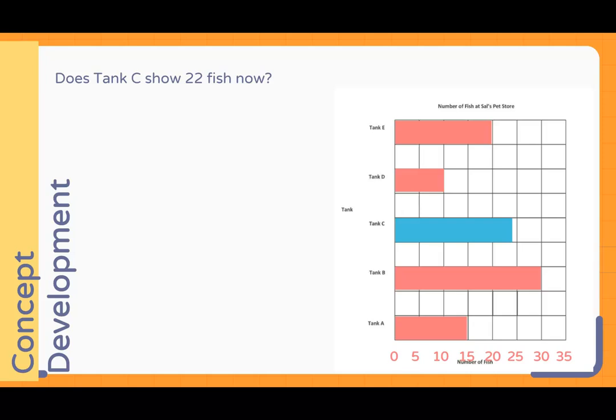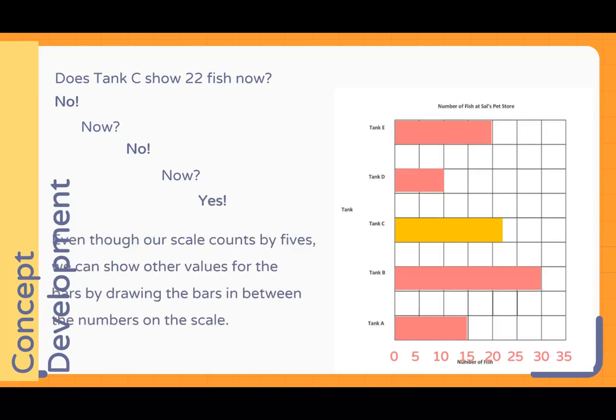Okay. Does tank C show 22 fish now? Let's look at tank C. Does it show about 22 fish now? Well, here is 20. Here's 25. Is the blue on 22? No, it's too far, right? What about now? The green. Is it 22? No, it's right in the middle. What about the yellow? Yes, now it's 22. Okay. Even though our scale counts by fives, we can still show other values for the bars by drawing the bars in between the numbers on the scale.